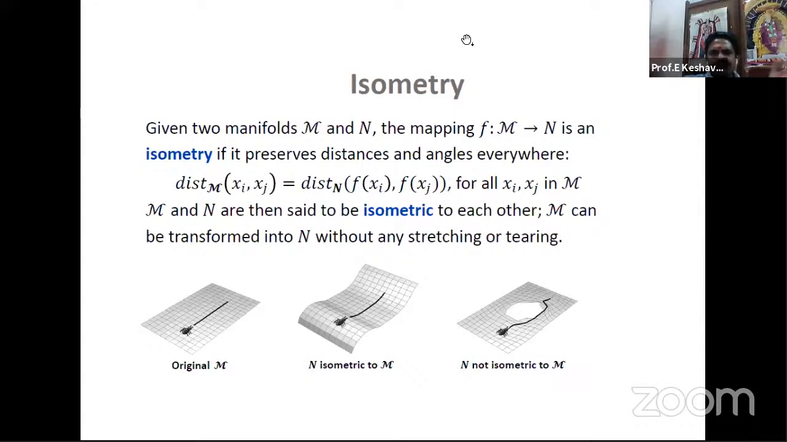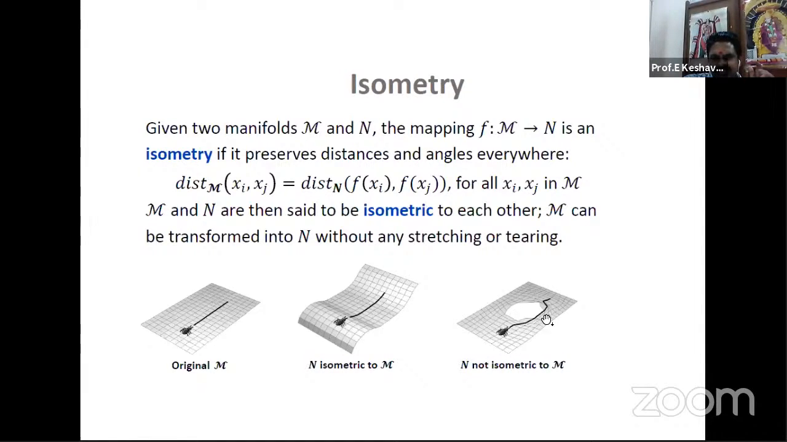So given two manifolds, suppose m and n, the mapping I already told you, this f from m to n, and isometry I already told you what it is. It preserves the length, so distance and angle everywhere. If it preserves distance and angles everywhere, then m and n are said to be isometric. You see this one, this is the original m. This n is isometric to m, but this other n is not isometric to m.